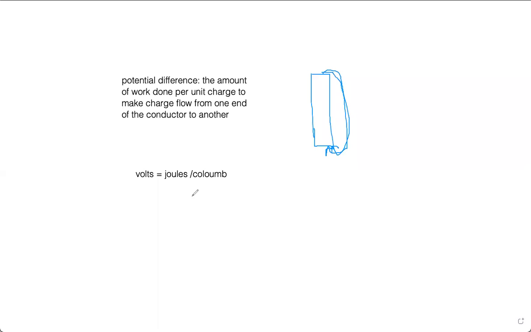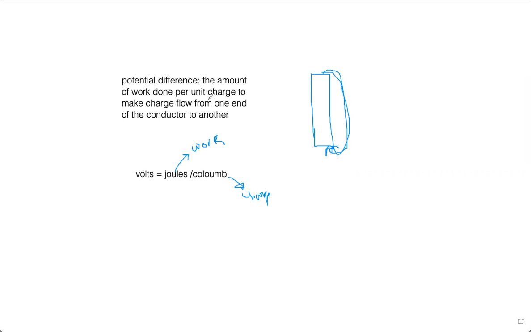So just by seeing this, you can understand that this is the correct formula because joules is work done. It's used to measure work, and coulomb, as I explained earlier, is used to measure charge. So if you ever get stuck on a multiple choice question, like what's the formula for volts, and you've forgotten it.